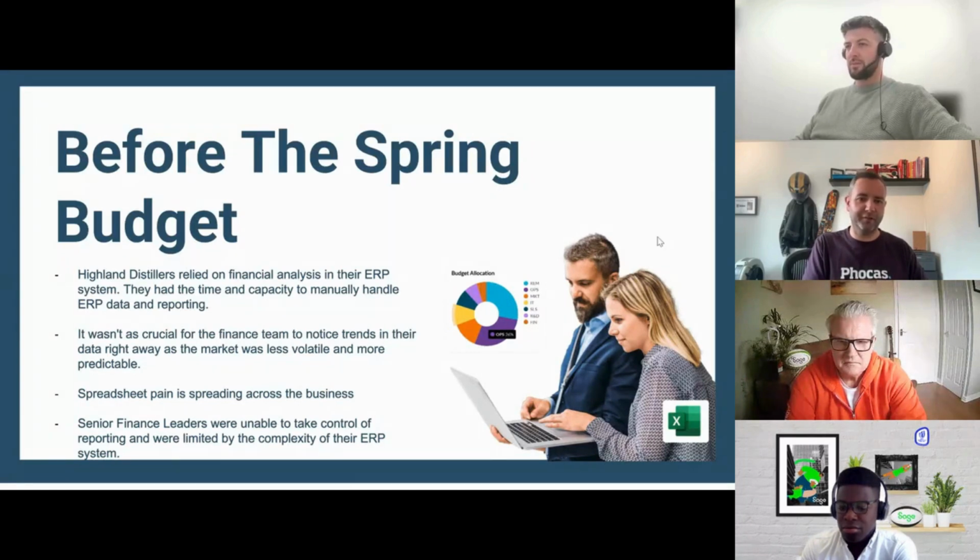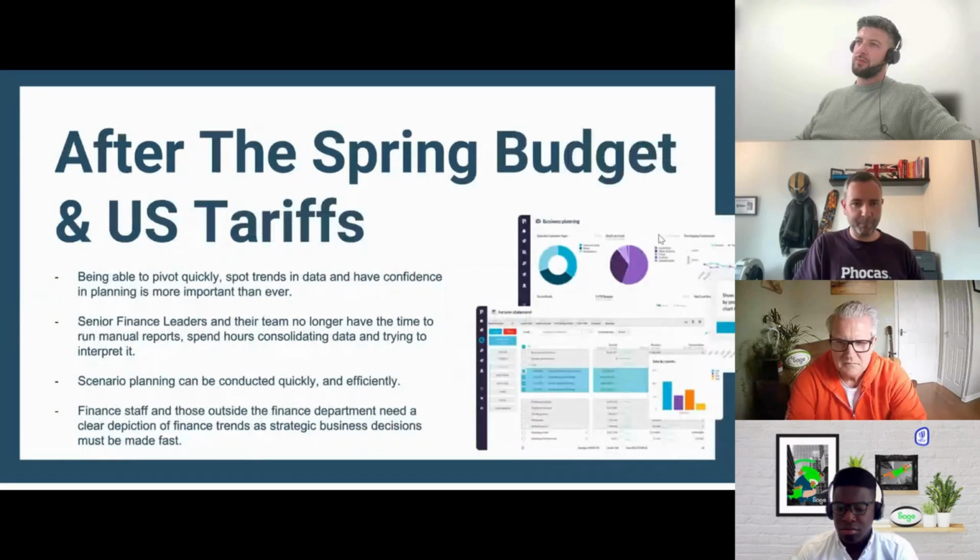And in the past, senior finance leaders were unable to take control of their reporting because they had the limited complexity of the ERP system. So whilst it contains a number of very good reports, if you want to do something outside or develop and customize your own, it's much easier to do it in Phocas. So with everything taking place, they were able to pivot quickly by pulling all the data through into the Phocas platform.